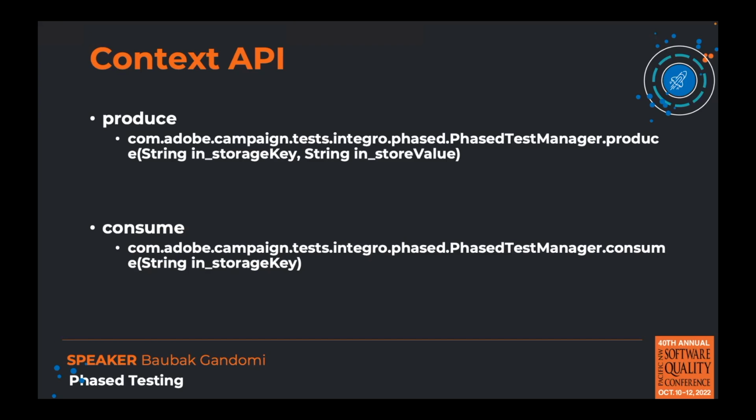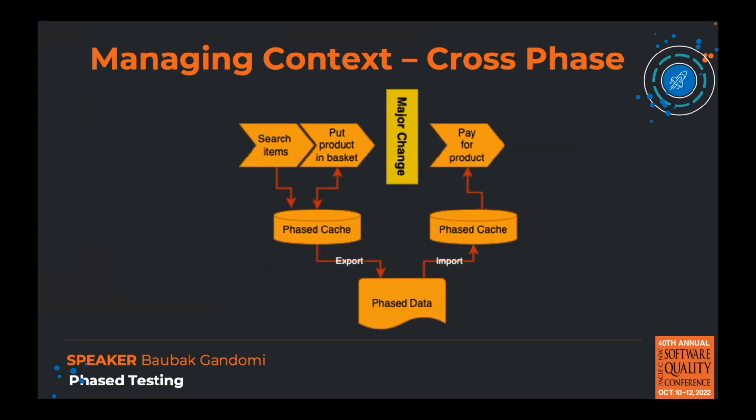Let's look at what happens in our scenario where we have performed the update. In this case, we can see that the first step, the search item, stores data in the cache. The second step reads it. Before we go to this major change, we store this in a storage device. It could be a file system or an SFTP server, but that can be configured. After the scenario is finished, we perform the change, we import the phase data, and then the last step will be able to fetch the data that it needs.